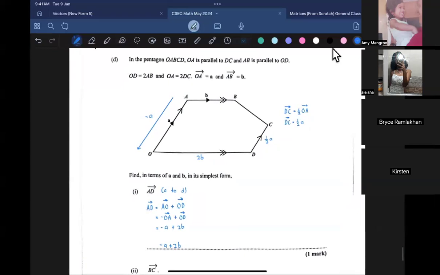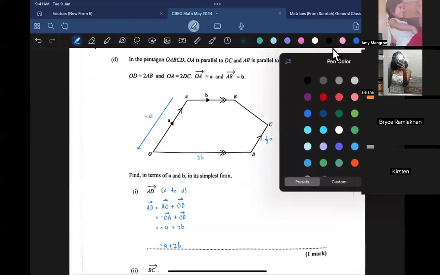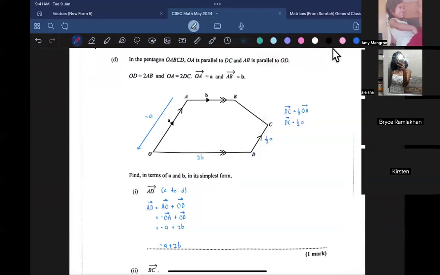I could give you all some time to take it on. In general, the steps I want you all to follow: at the start of the question, find as many vectors as you can. You notice that I found half A and I found 2B. So find as many vectors as you can to start.